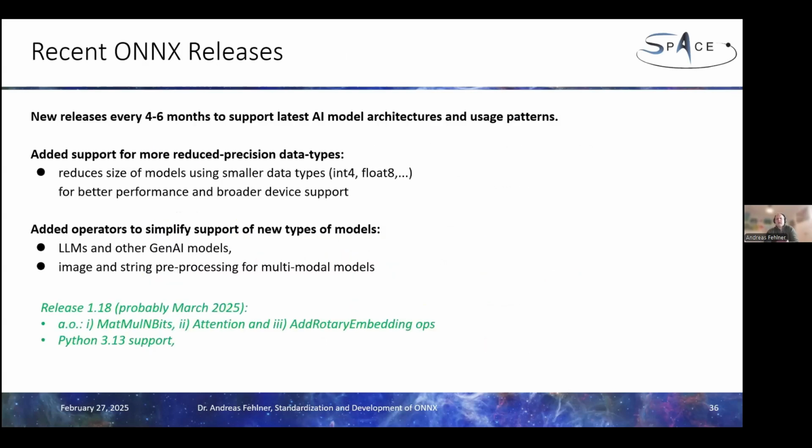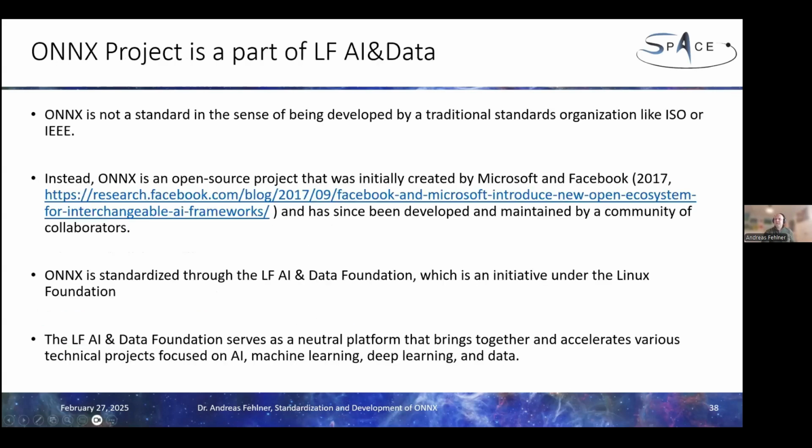And every about 4 to 6 months, there's a new ONNX release. And the last releases are going a bit more into the TinyML or edge AI communities. So we support smaller data types, for example, int4 and float 8, and better performance and broader device support. And as I said, next month you could expect a new release with also Python 3.9 support. And these are new operators which will be included.